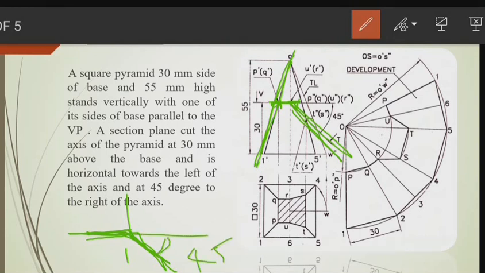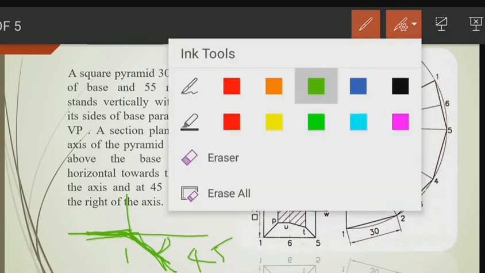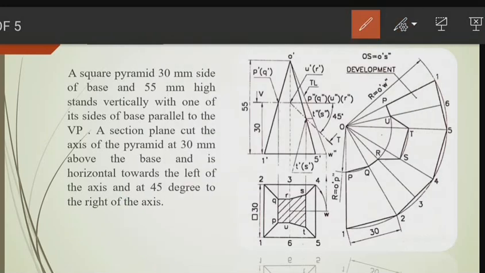Okay, right. So a section plane cuts the axis of the pyramid at 30 mm above the base. Okay, 30 mm above the base, and then horizontal towards the left of the axis, and at 45 degree to the right of the axis. Now I think it is clear. Now the cutting plane is just like it is coming from here up to the center point, then it turns like this. Okay, right. So now you clearly understand this, I think.